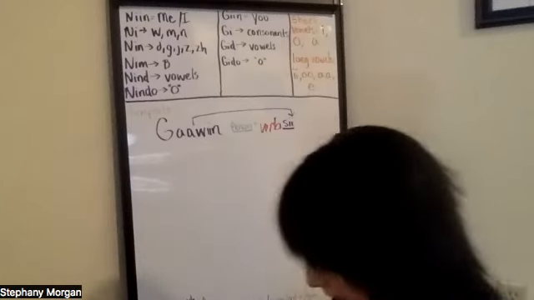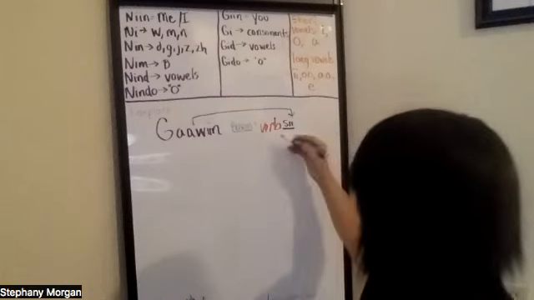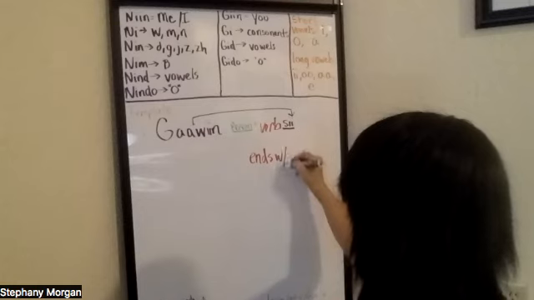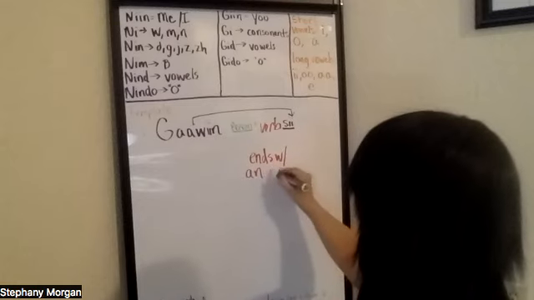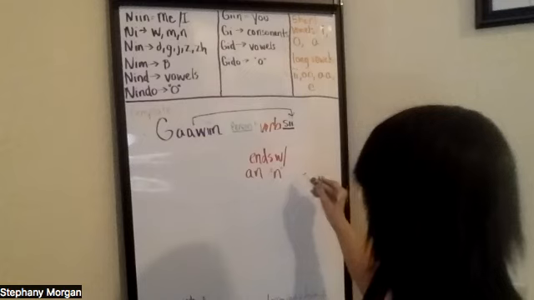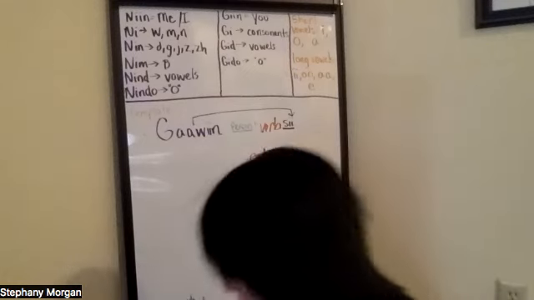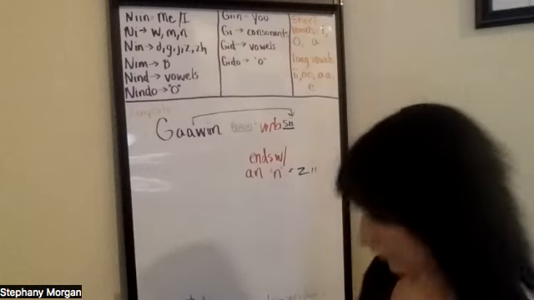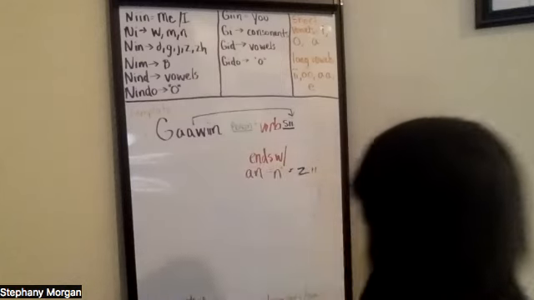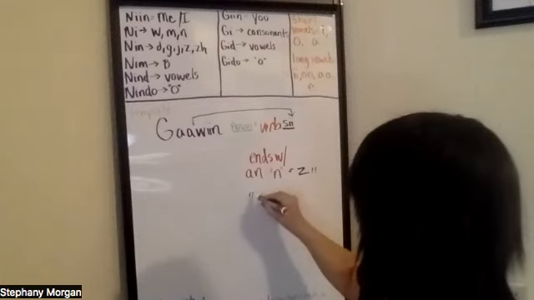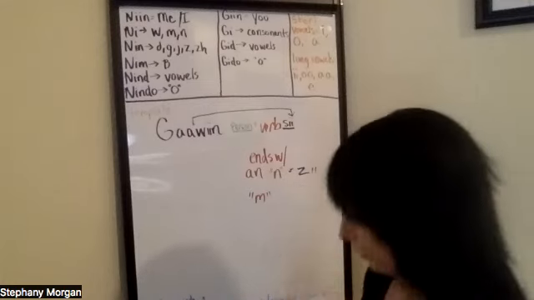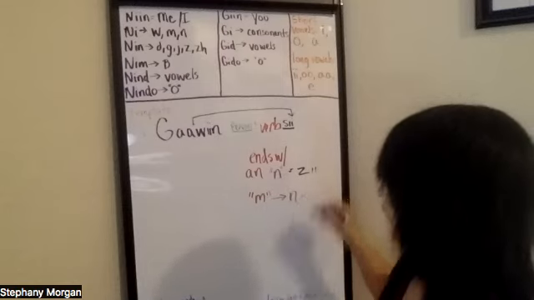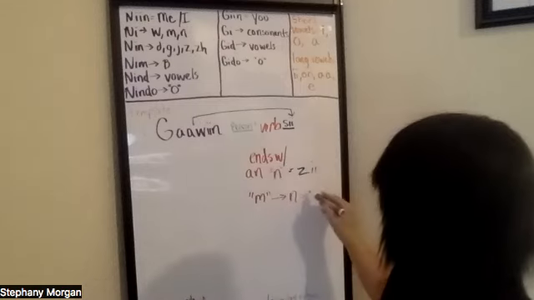If the verb ends with an N, we negate it with zien. If it ends with an M, the M turns into an N, and we negate it again with Z.